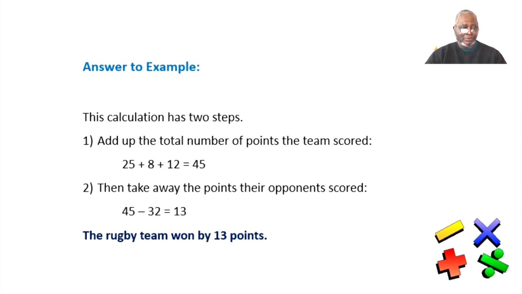Okay, answer to the example. This calculation has two steps. First, you add up the total number of points the team scored, which is 25 plus 8 plus 12, which is 45. Then you want to know by how much they won. So you have to subtract the other team's total, which is 32, from 45, and your answer will be 13. Remember to write your answer out clearly. The rugby team won by 13 points.